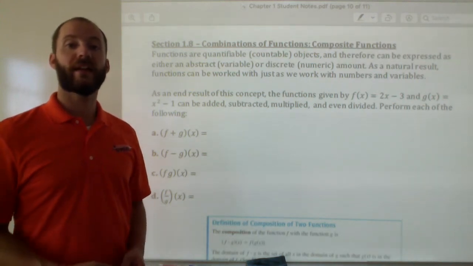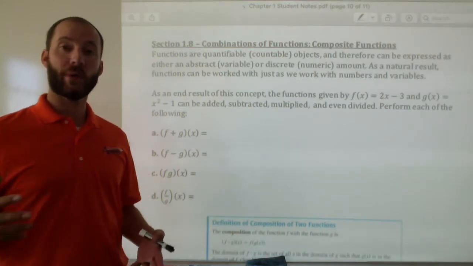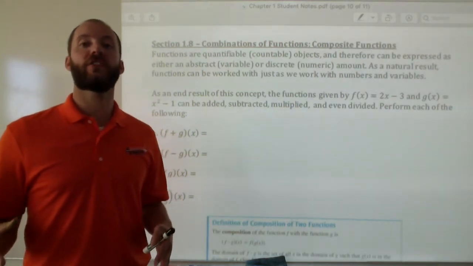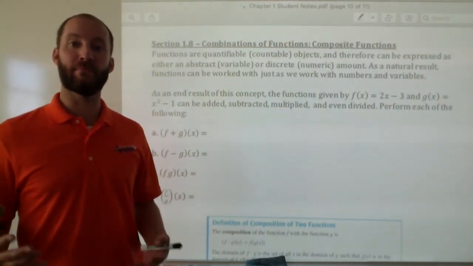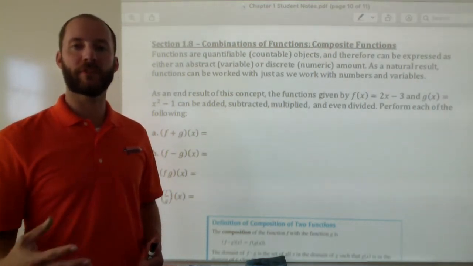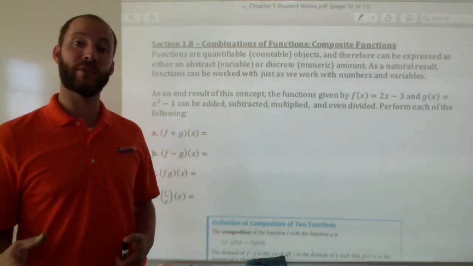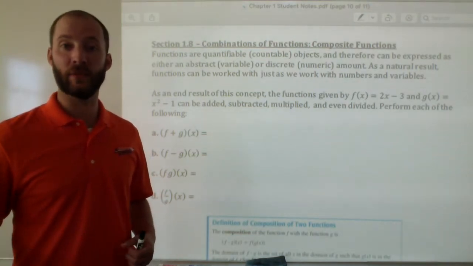Section 1.8, combinations of functions and composite functions. So what we want to do here is look at functions as quantifiable amounts. There are numbers, there are letters, there are different operations, but really a function is quantifiable. You can measure it depending on what you define your x value as.